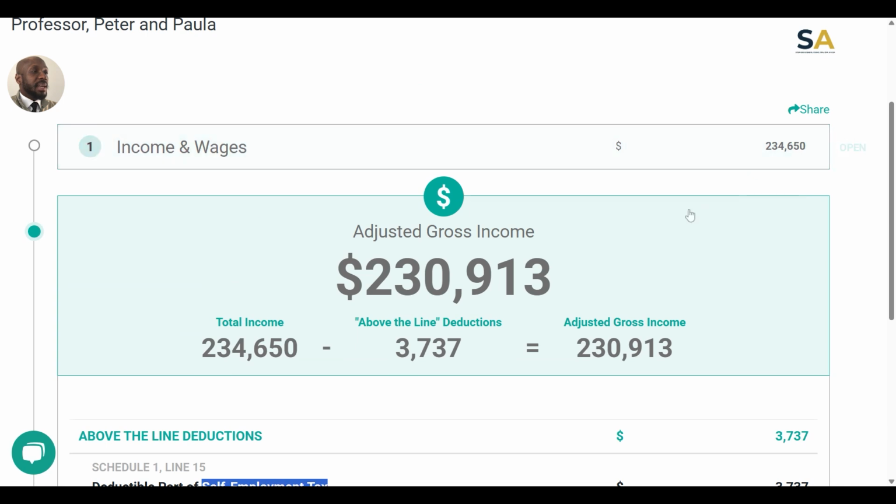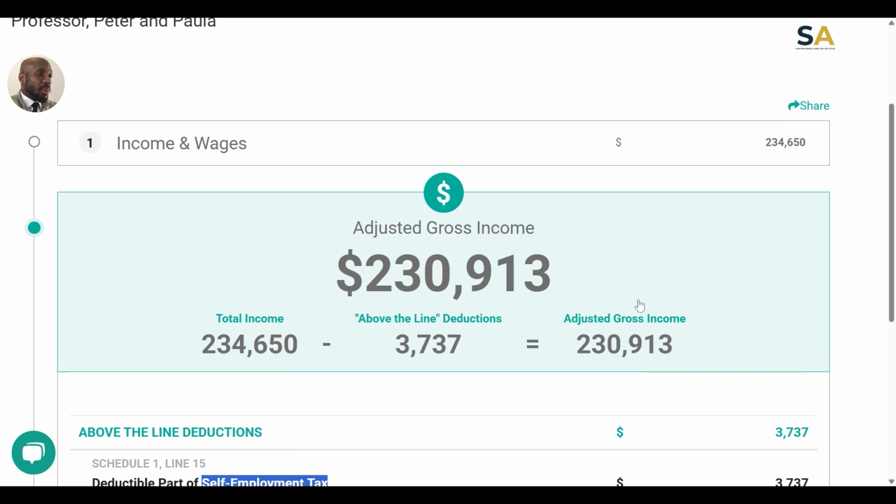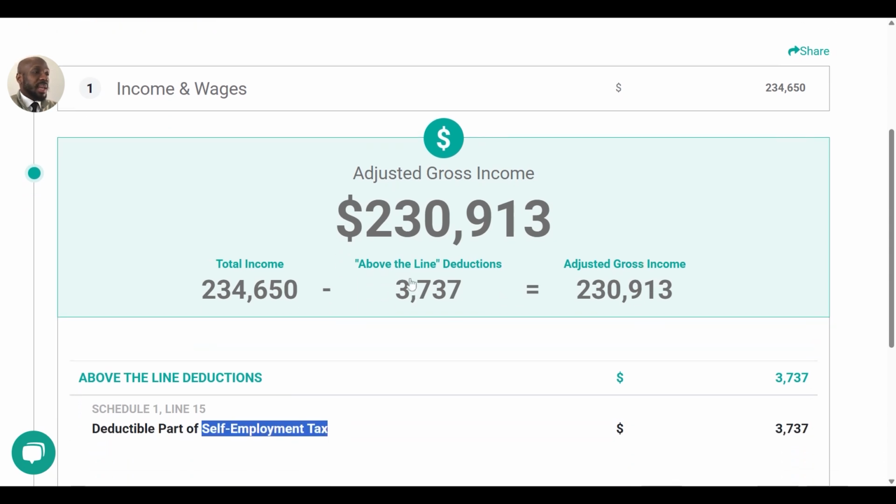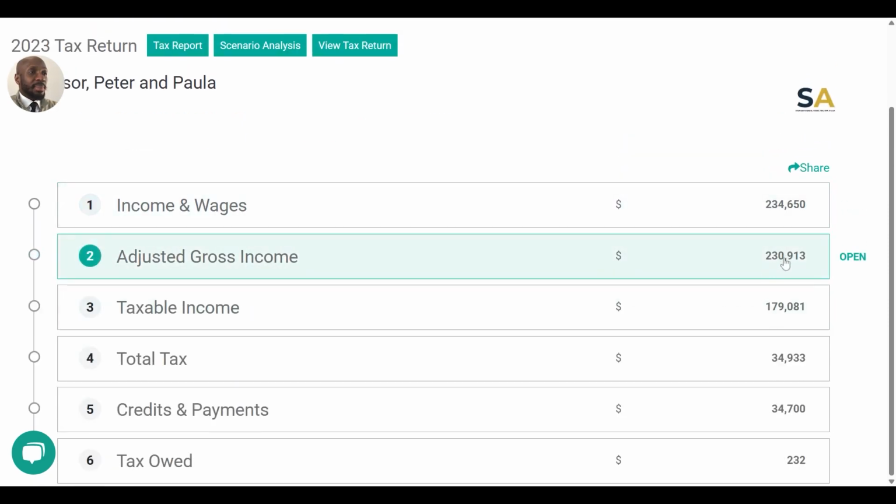So that brings their AGI to $230,913. So I'll just check that with them. Do you have any other above the line deductions? And I'll go through a checklist. HSA contributions, things like that will be above the line deductions. I'll just go through a checklist with them to check if they have any other above the line deductions. In this case, they do not have any. So their AGI is just about $231,000.